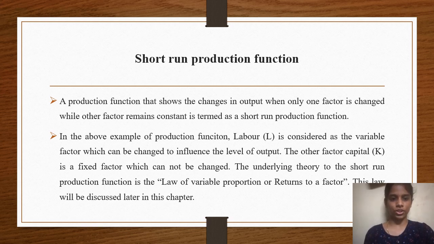Short-run production function. A production function that shows the changes in output when only one factor is changed while the other factor remains constant is termed as short-run production function. In the above example of production function, labor L is considered as a variable factor which can be changed to influence the level of output. The other factor, capital K, is a fixed factor which cannot be changed. The underlying theory to the short-run production function is the law of variable proportion or returns to a factor. This law will be discussed in this chapter.